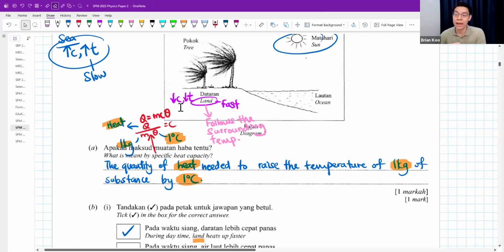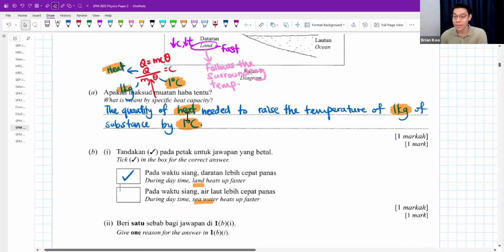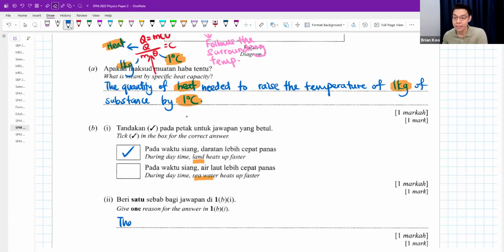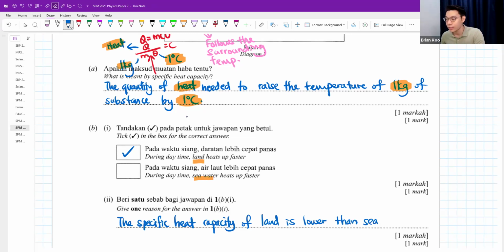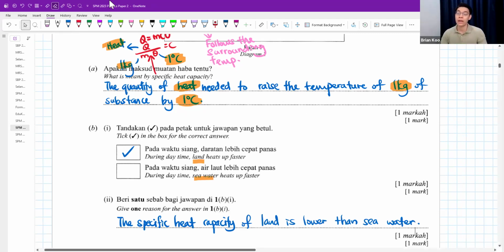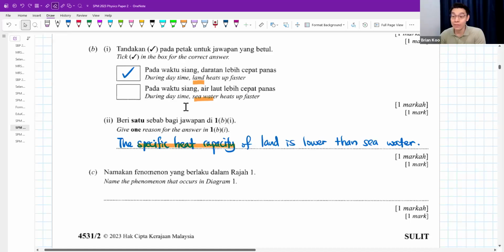Fast or slow is always dependent on the specific heat capacity. You must mention that. You can say the specific heat capacity of land is lower. Or you want to say seawater is higher also can, than seawater. Okay, seawater higher also can, but you must mention specific heat capacity. That's what controls whether it is fast or slow. Okay, and then name the phenomenon that occurs.